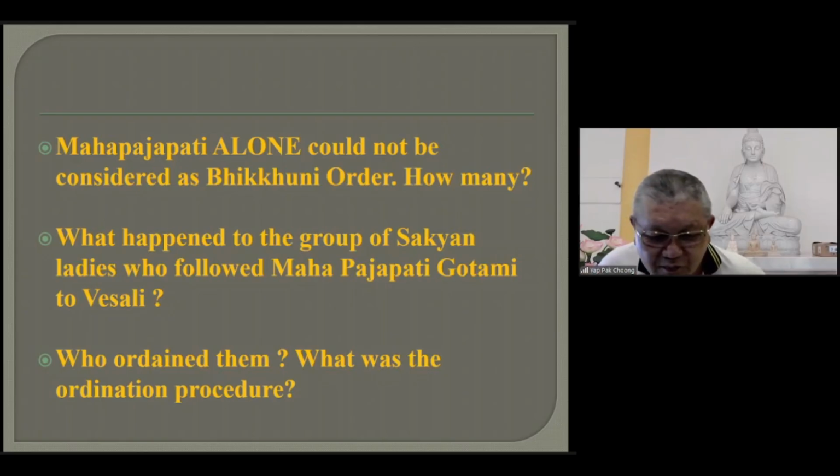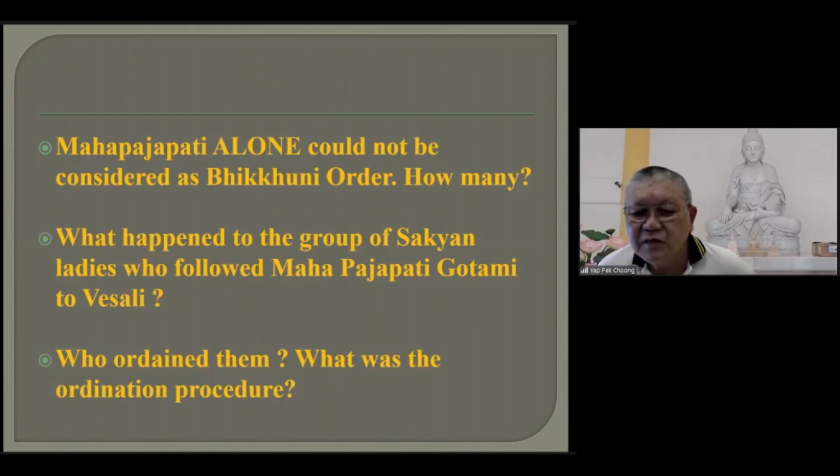So what happened to the rest? What happened? Who followed them to Vesali? Who ordained them? The best answer is, since she was alone, and Buddha didn't ordain the group, the other ladies must have been ordained by the monks. According to the text, her followers were subsequently ordained by the monks. And Mahapajapati Gautami acted as a teacher of those new nuns. You need a teacher, right or not, to teach them the Vinaya and the Suttas. Must be one teacher. So 10 monks ordained the rest of the Sakyan ladies, and Mahapajapati Gautami acted as their teacher.